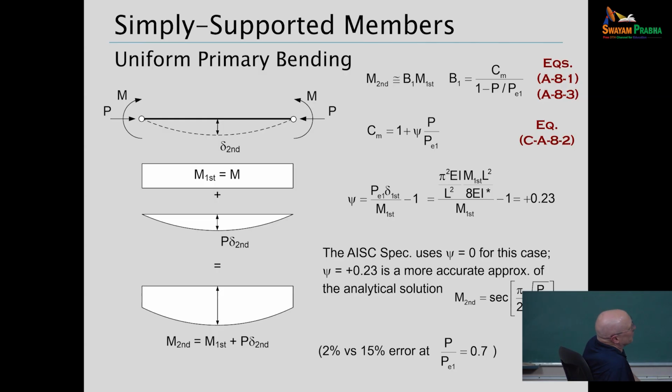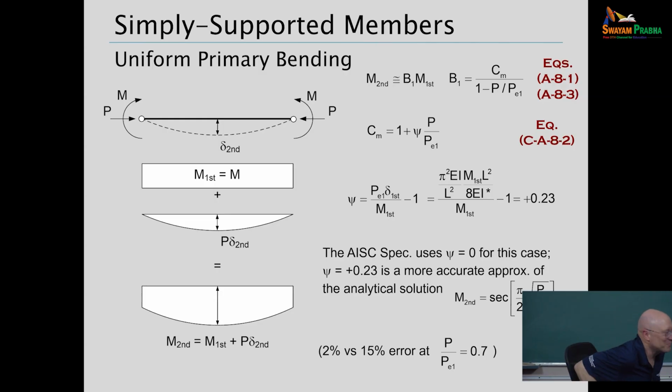So we're looking at the C sub m term there. Psi is the second term in C sub m. So that's 0, and C sub m goes to 1. And so then you've got your most basic amplifier, 1 over 1 minus P over PE1, right? What I'm showing you here is that it can actually be 15% under-predicting the theoretical value for this particular case. And you say, okay, can we wave our hands and wave that off, right?